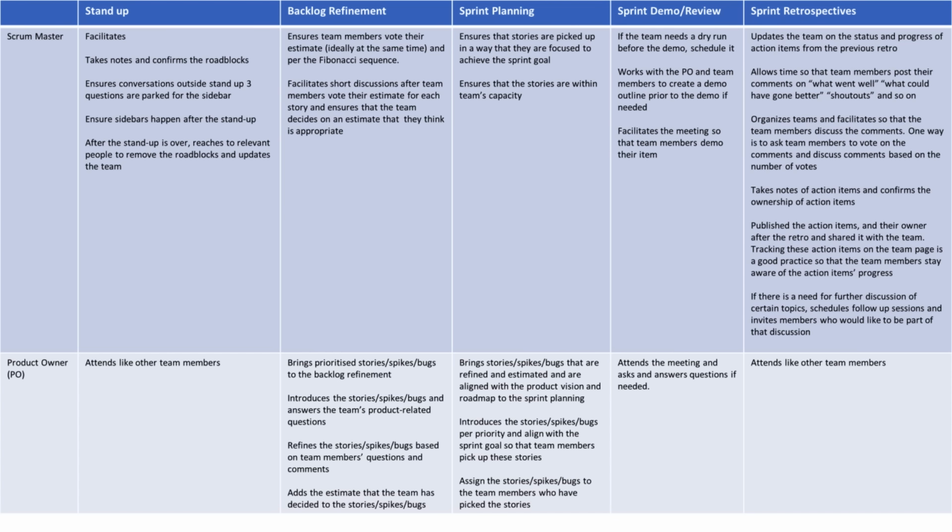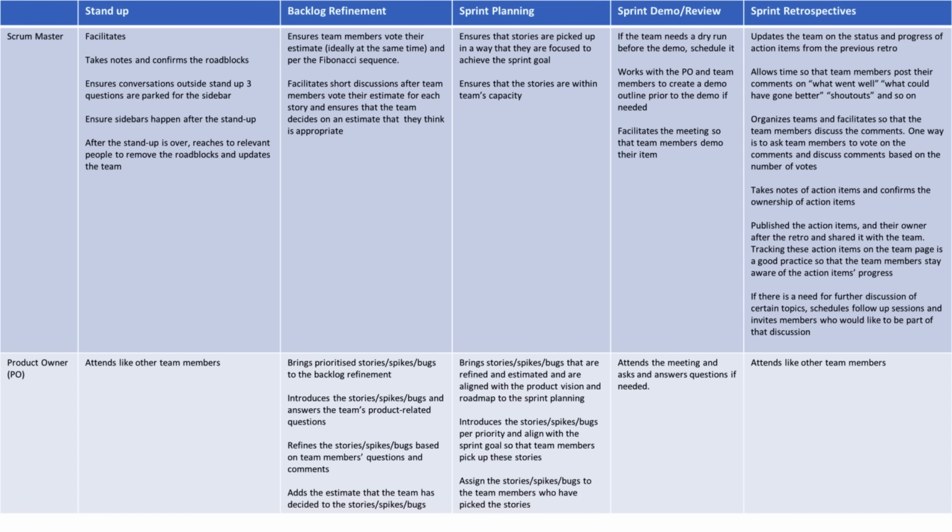The Scrum Master ensures team members vote their estimate, ideally at the same time, per the Fibonacci sequence. The Scrum Master also facilitates short discussions after team members vote their estimate for each story and ensures that the team decides on an estimate that they think is appropriate.